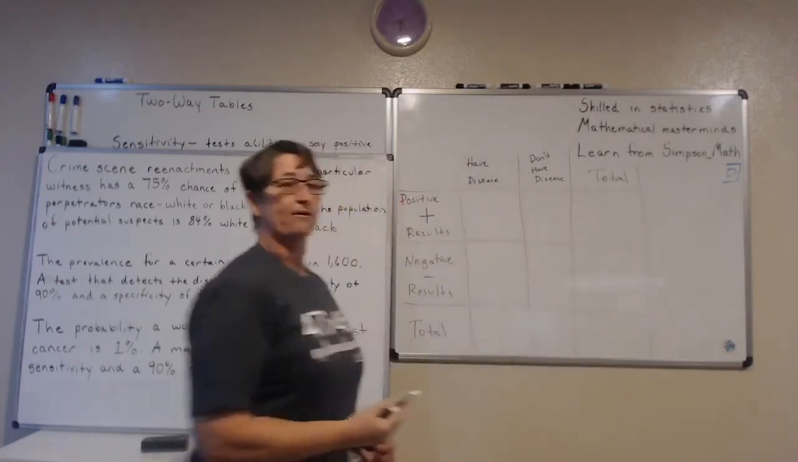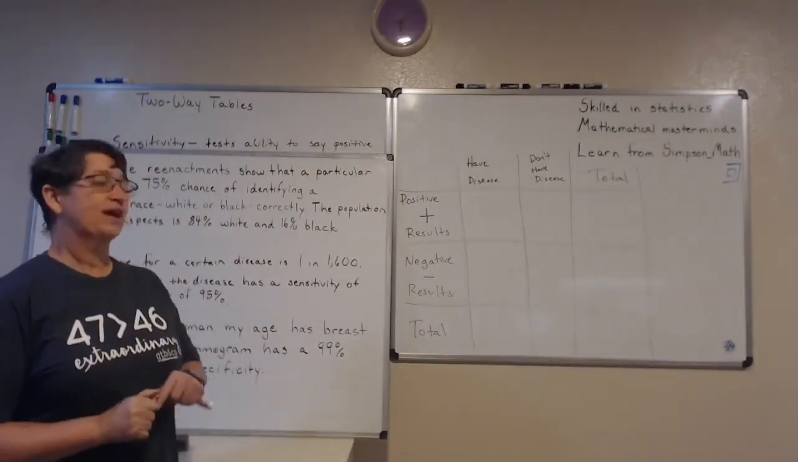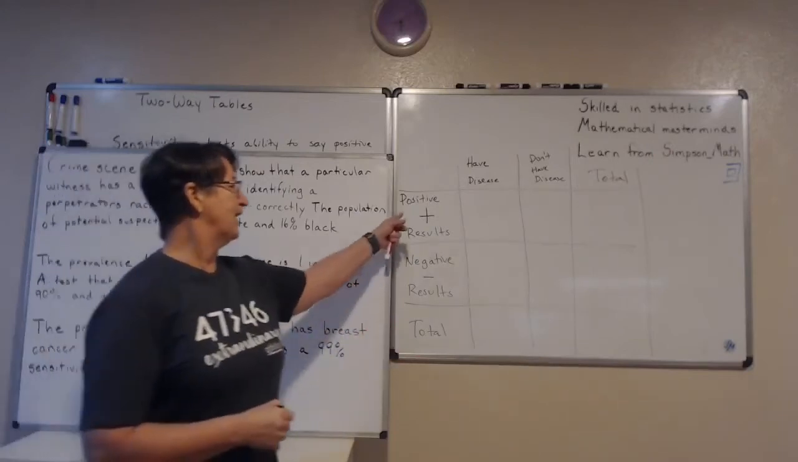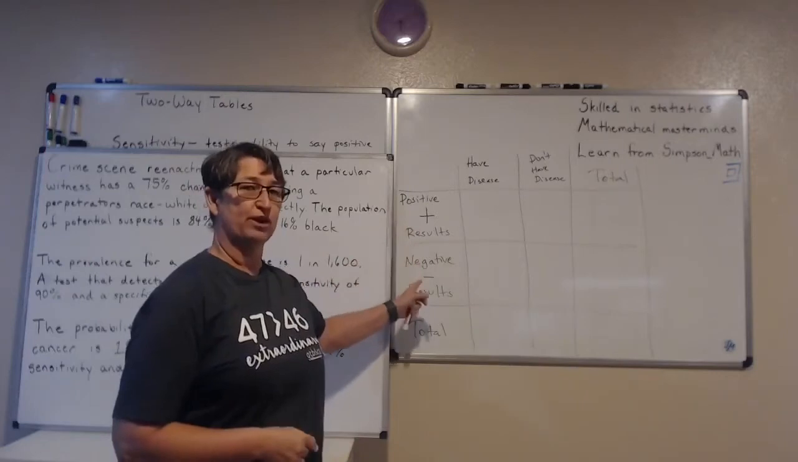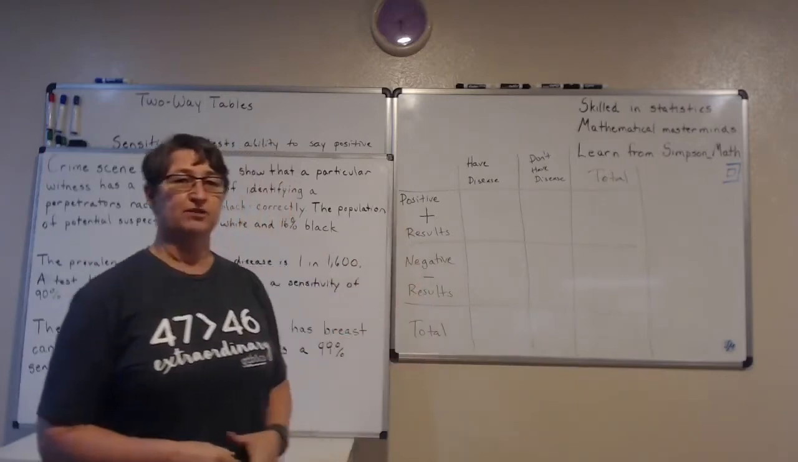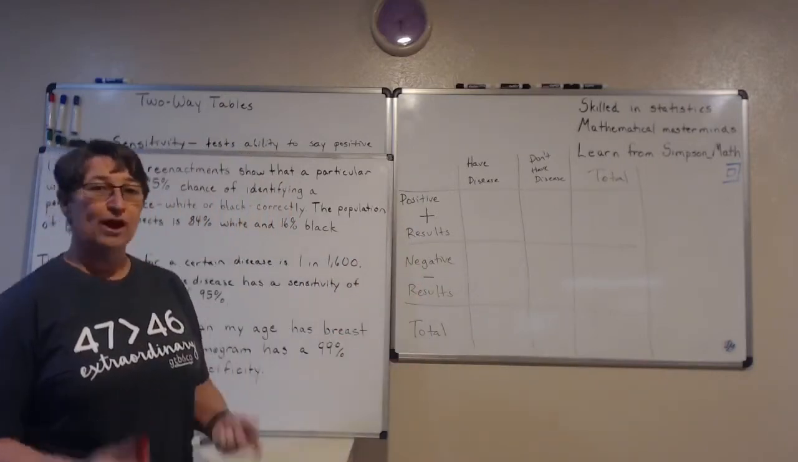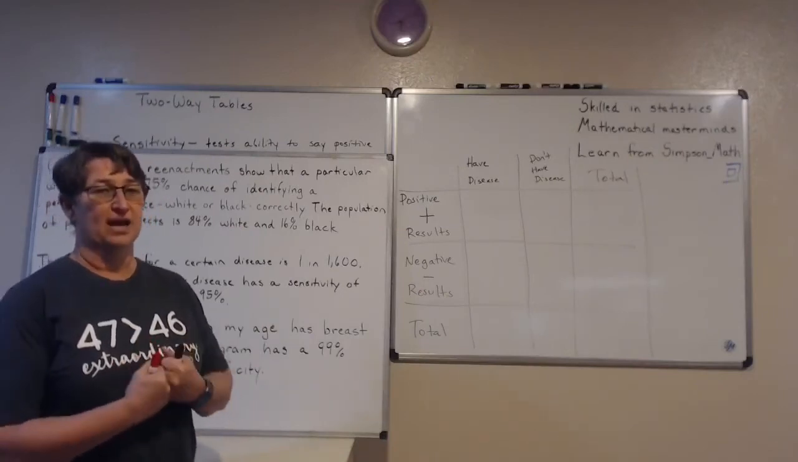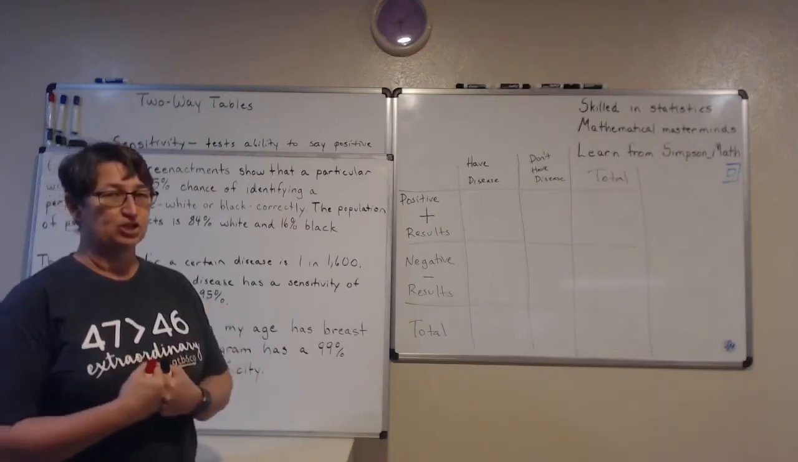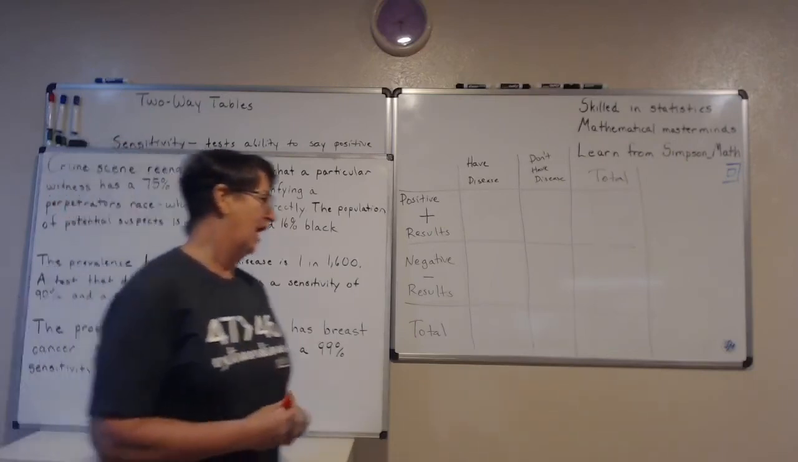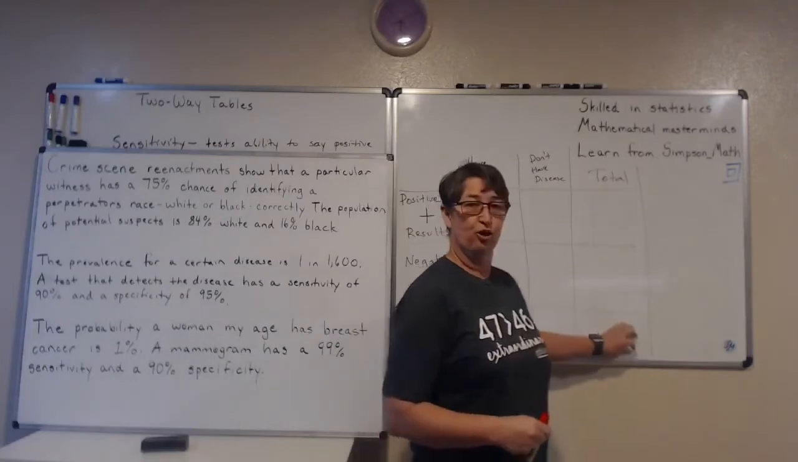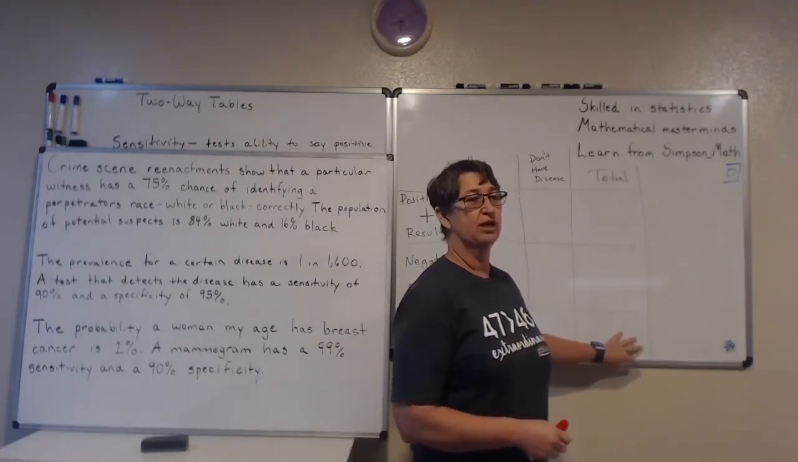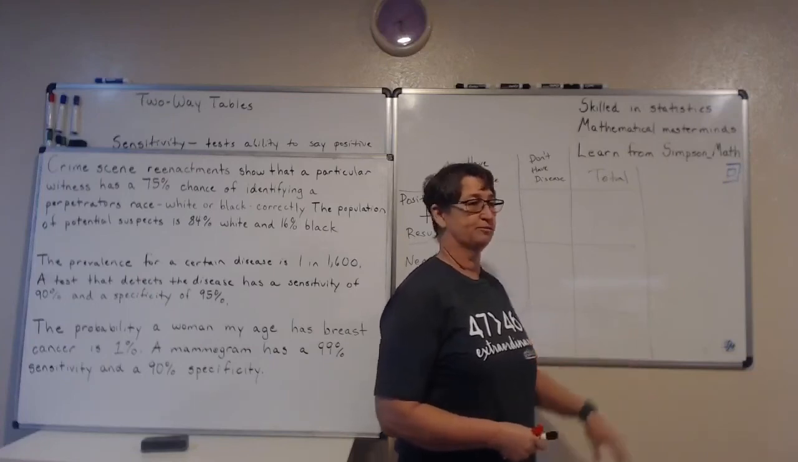So those are our variables. They either have the disease or don't have the disease. That's one variable. And then they either get a positive result back or a negative result back. And then there's our total. So where am I going to start? Same spot I'm going to start every single time, which is at the population. Every single time I want to start at this total. That's where I want to begin when I'm creating these two-way tables, is at this total.